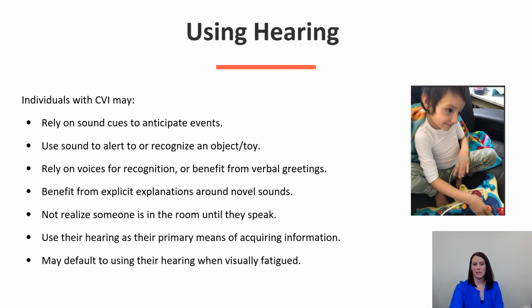Now we're going to talk about using hearing. Individuals with CVI may rely on sound cues to anticipate events. They may use sound to alert to or recognize an object or a toy. They may rely on voices for recognition or benefit from verbal greetings. They may benefit from explicit explanations around novel sounds. They might not realize someone is in the room until they speak. They may use their hearing as their primary means of acquiring information, or they may default to using their hearing when visually fatigued. On this slide, I have a photograph of a young girl smiling and playing with her guitar.